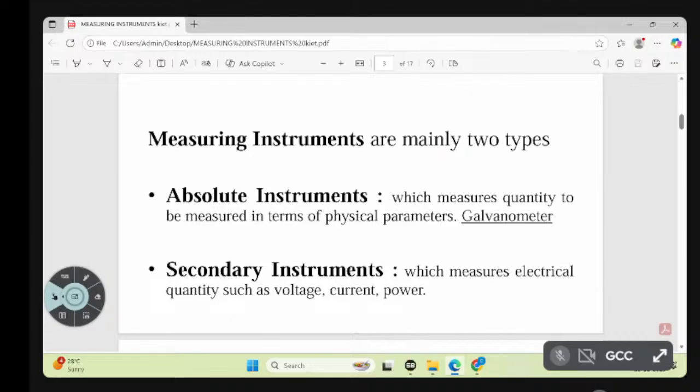Okay, we will change the values of the right arm and left arm. We'll change the right arm and left arm values such that the galvanometer shows the zero reading. That is the function of the galvanometer.